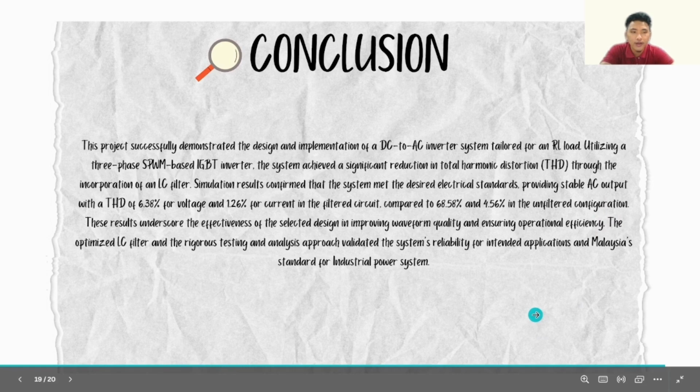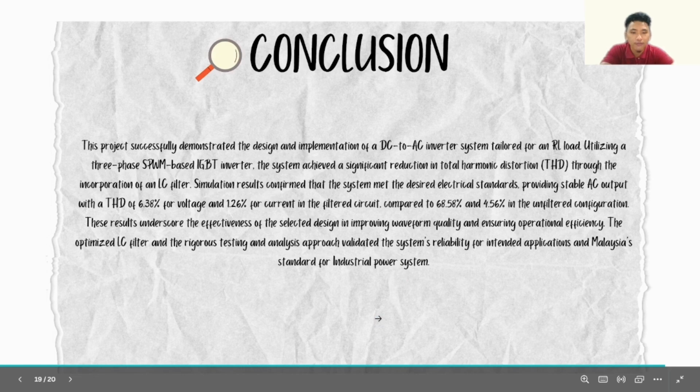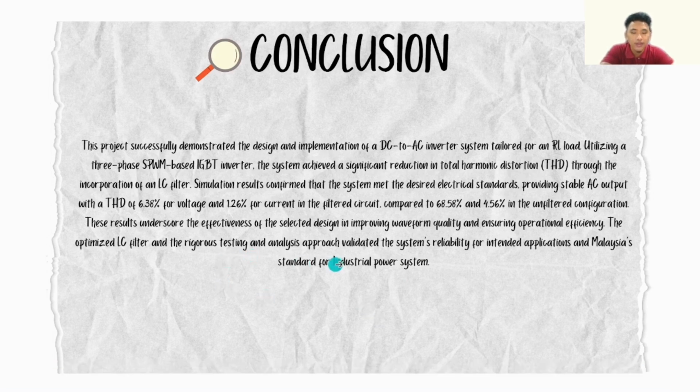As a conclusion, this project successfully demonstrated the design and implementation of a DC to AC inverter system utilizing an SPWM-based IGBT inverter. The system achieves significant reduction in total harmonic distortion (THD) through the incorporation of the LC filter. From our simulation, for the voltage, we get 0.94% from 68.58%, and for the current, 1.26% from 4.56%. This result underscores the effectiveness of our selected design in improving waveform quality and ensuring operational efficiency.